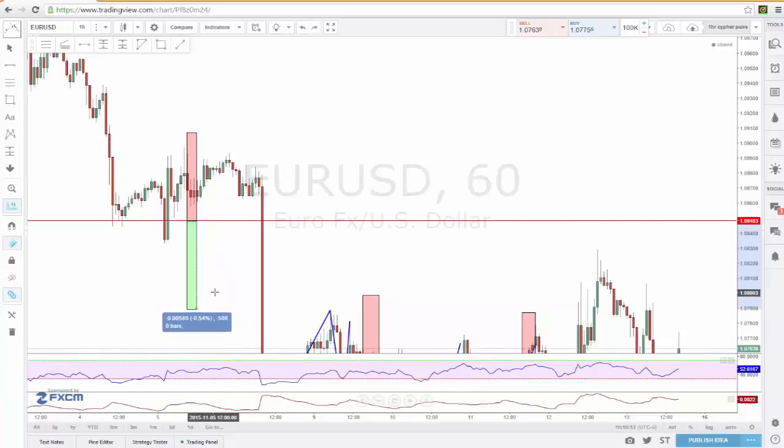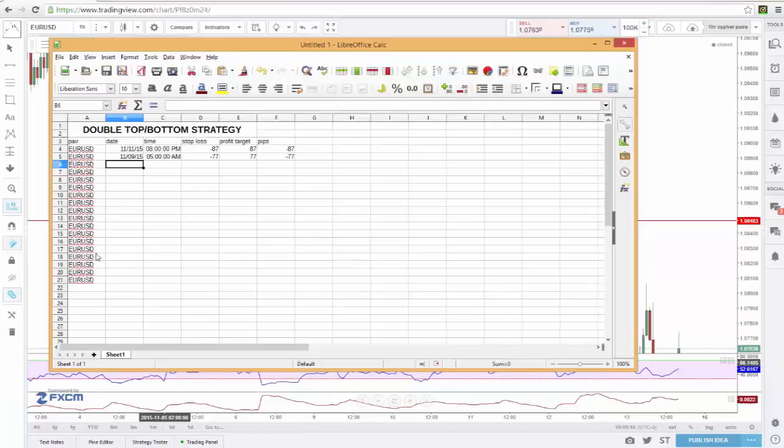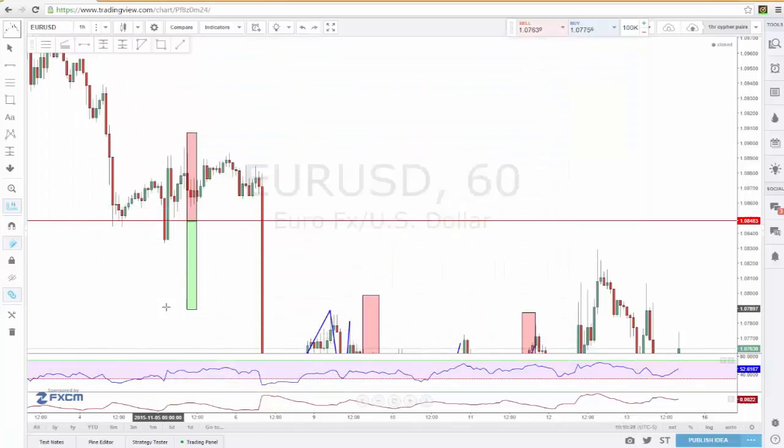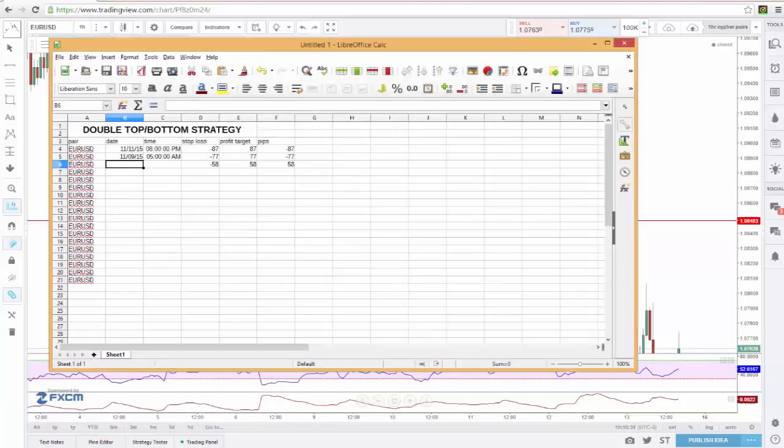This trade was a win of 58 pips. Back over to our spreadsheet. Stop loss we know was minus 58. Target we know was 58 pips, and we know we made 58 pips. Date and time. Date was 11/05 at 6 o'clock.